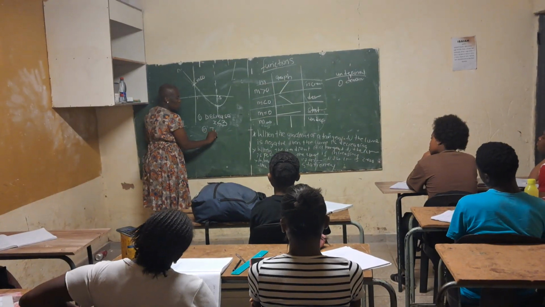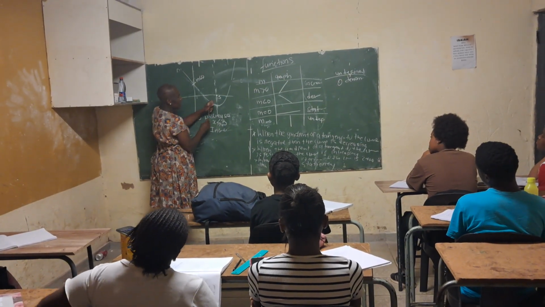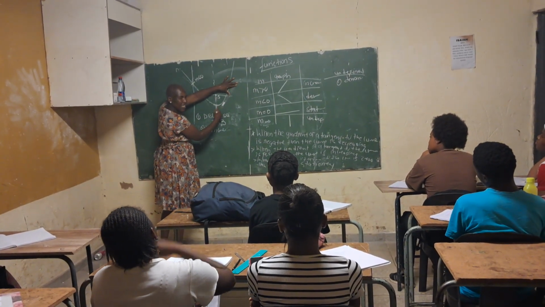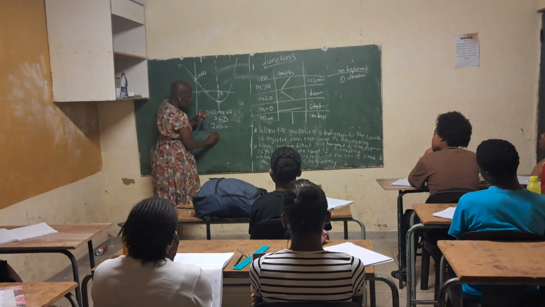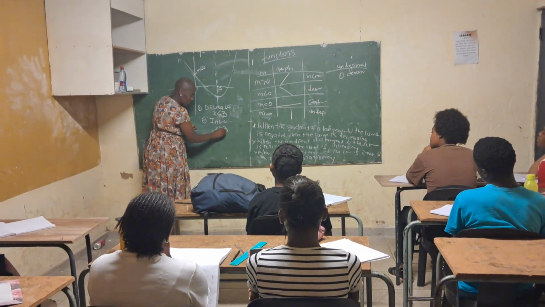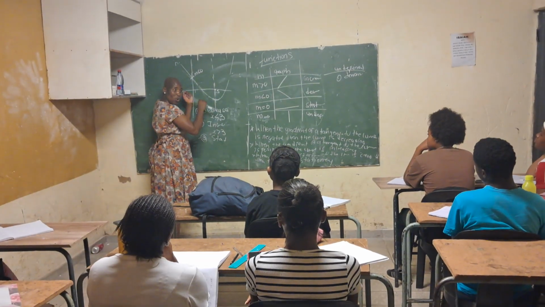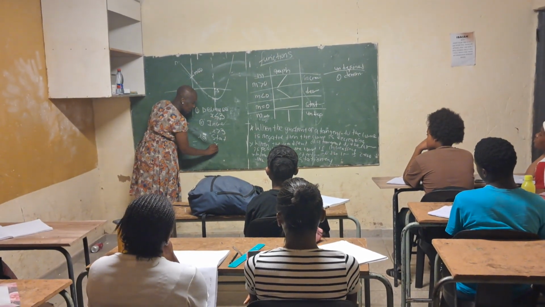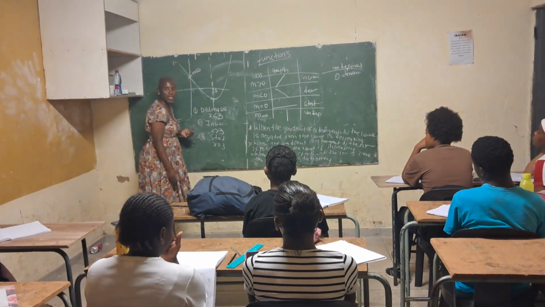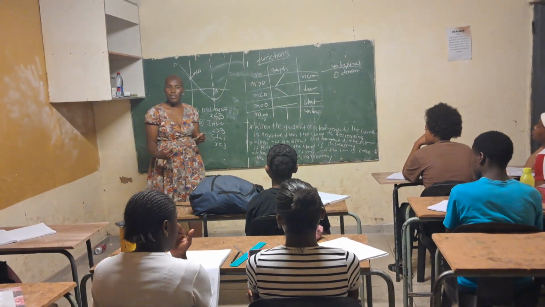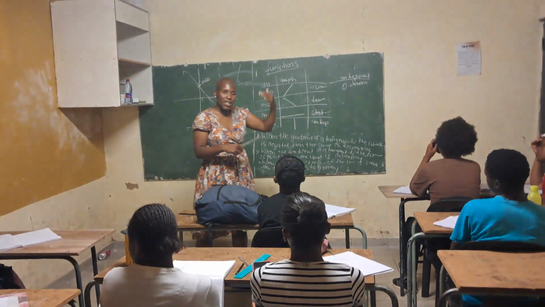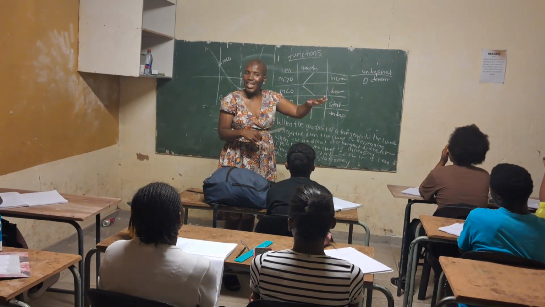When will the graph increase? Just above 3. So when x is greater than 3. Okay, what about stationary? Exactly at x equals 3. That's how you answer. That's how we do decreasing, increasing, and stationary.